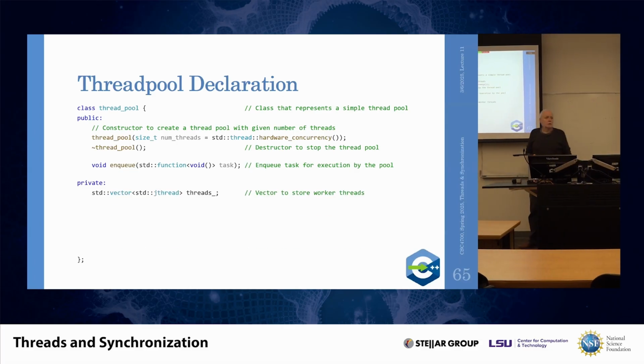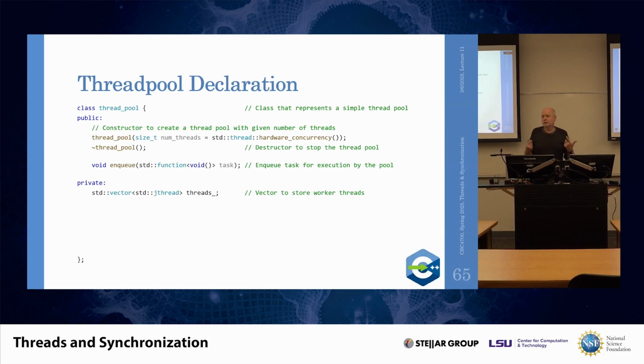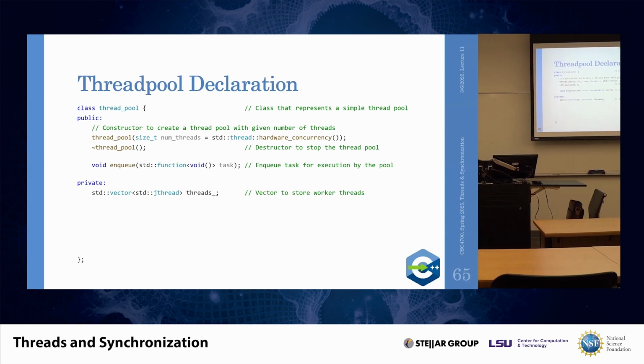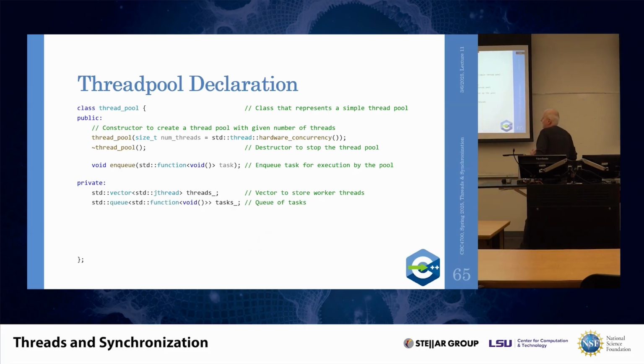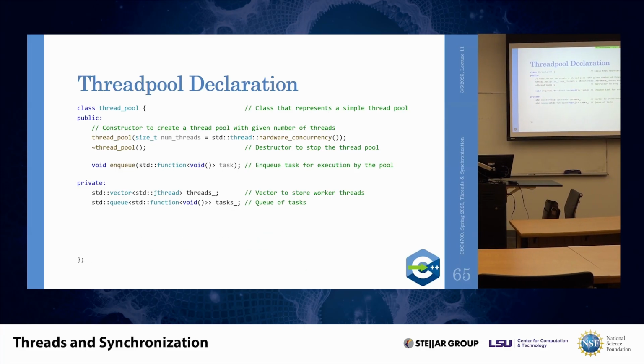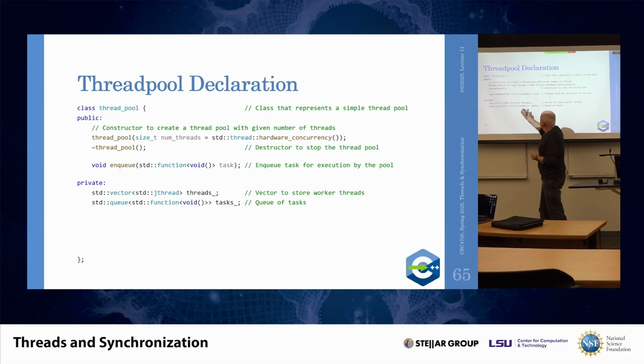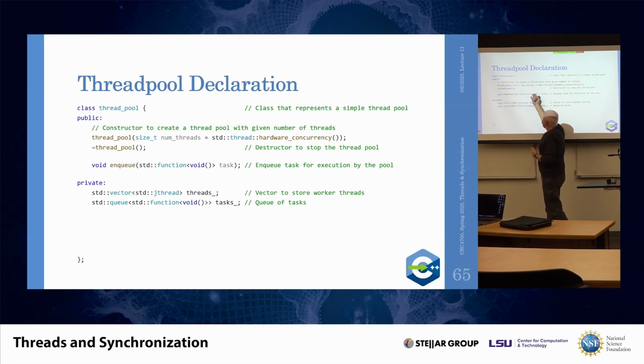What members do we need? What do we need to store in our thread pool? Well, we need to store a vector of threads, obviously, right? We have to have them somewhere. We have to have a queue of tasks for those tasks that have been added so that these threads can pull from that queue and can start working. And that queue stores, obviously, things of that type.